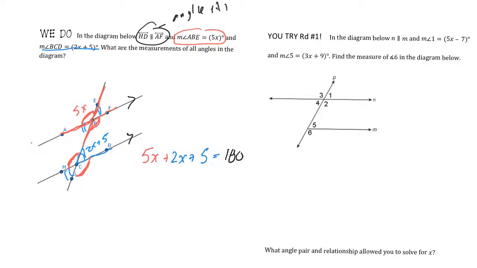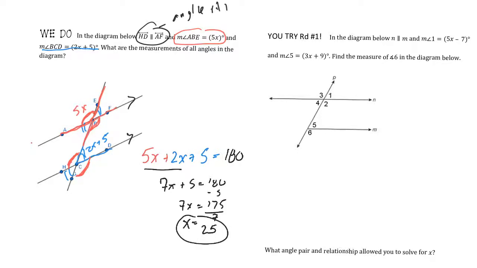All right, so combine like terms. That's 7x plus 5 equals 180. I'm going to subtract 5 from both sides, so 7x equals 175. Then just divide by 7. 7 goes into 17 twice. 35 is left over. 7 into 35 is 5. So x is 25. The question says, what are the measurements of all the angles in the diagram?